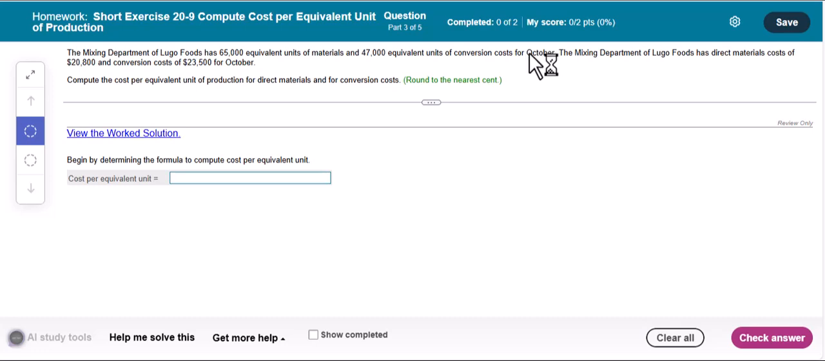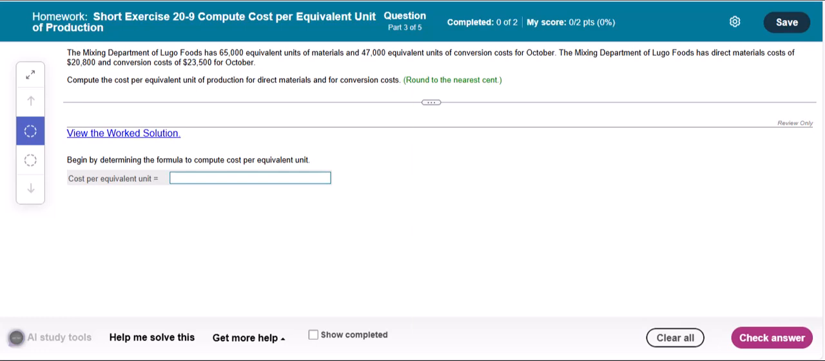for October. The mixing department of Lugo Foods has direct materials cost of $20,800 and a conversion cost of $23,500 for October. Compute the cost per equivalent unit of production for direct materials and for conversion costs. Round to the nearest cent. So first we begin by determining the formula to compute the cost per equivalent unit.